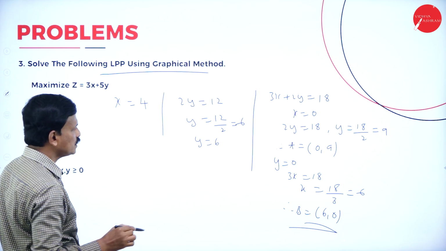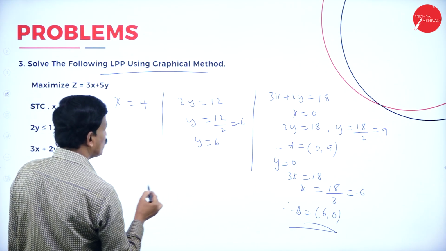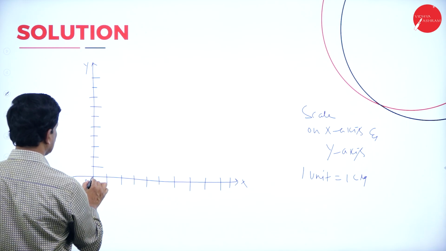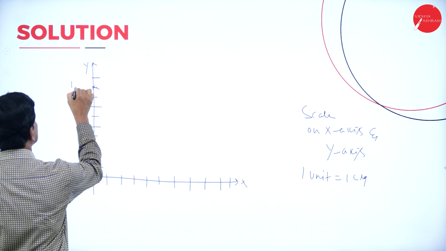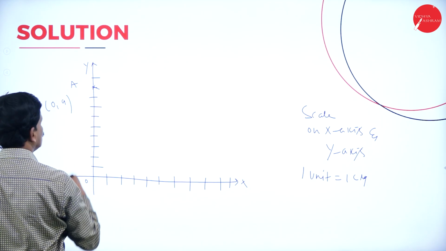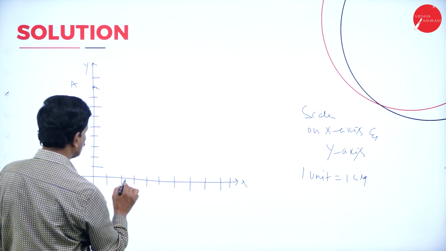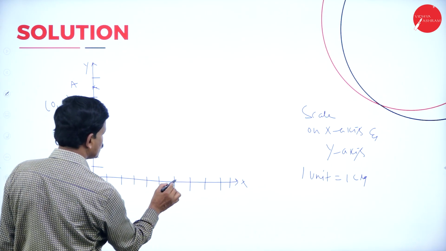Now what is the first point? A, 0 comma 9. x is 0, y is 9. 1, 2, 3, 4, 5, 6, 7, 8, 9. This is A, 0 comma 9. What is B? 6 comma 0. 1, 2, 3, 4, 5, 6.